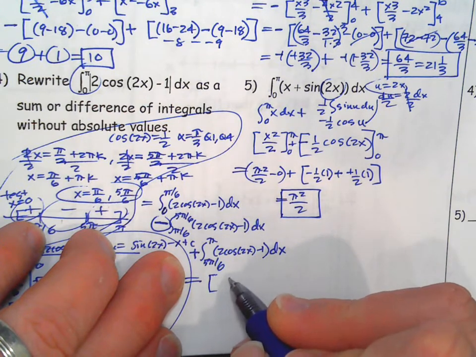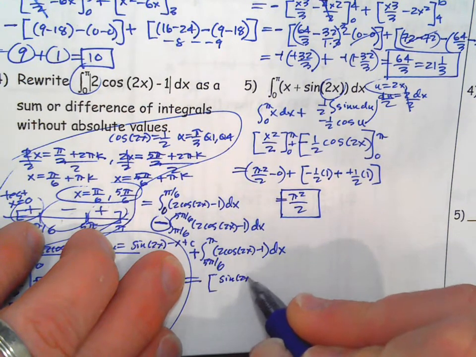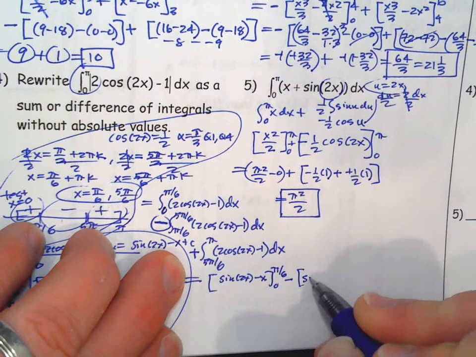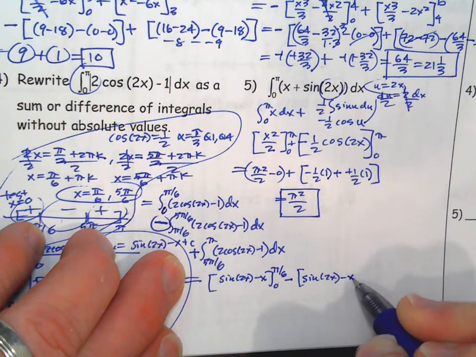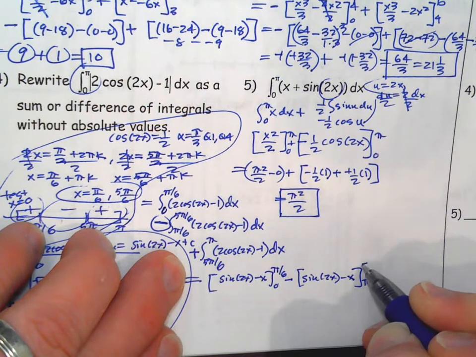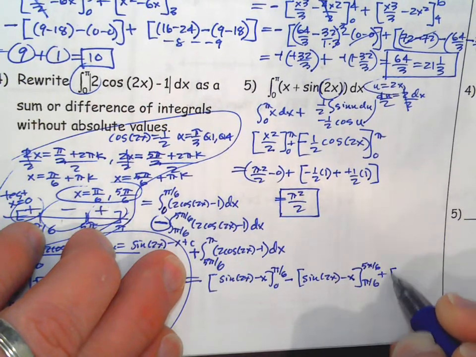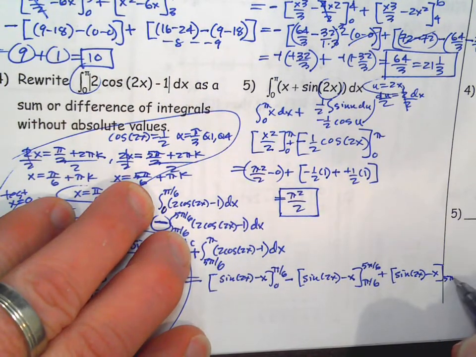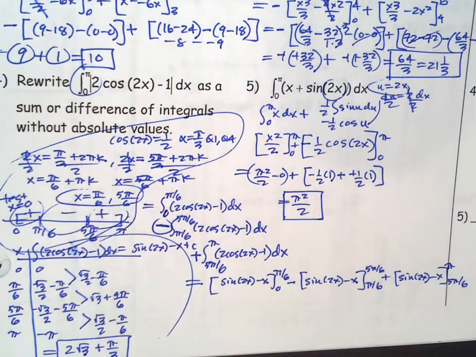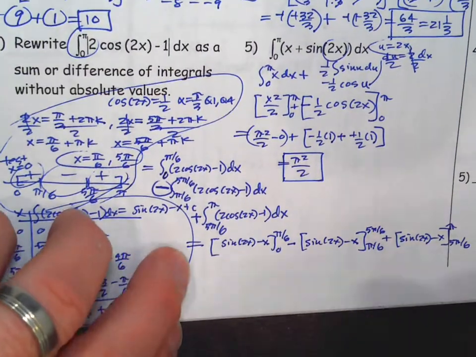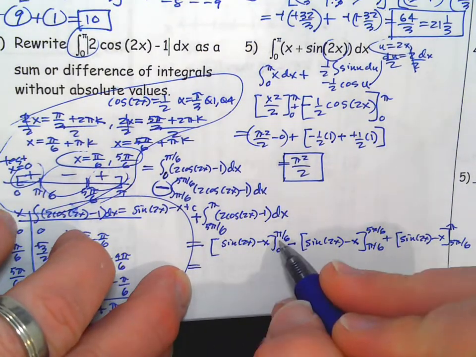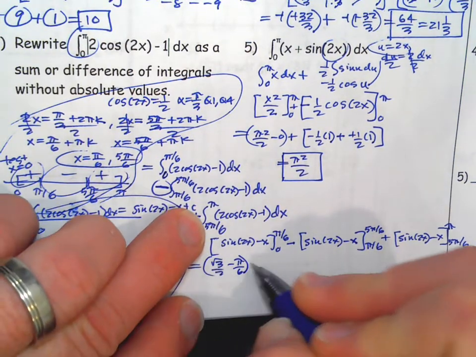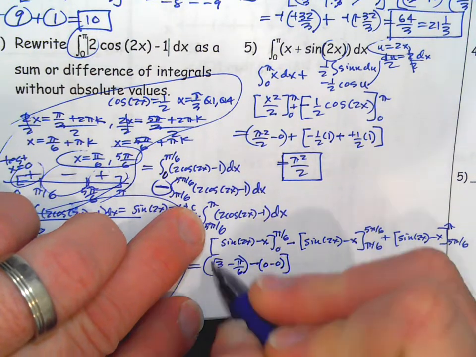So we're going to get sine 2x minus x, 0 to pi over 6, minus sine 2x minus x, pi over 6 to 5 pi over 6, plus sine 2x minus x, 5 pi over 6 to pi. And then you guys start plugging stuff in. Sine of pi over 3 is root 3 over 2 minus pi over 6. And then you got to plug 0 in. 0 minus 0. So that's the first one.